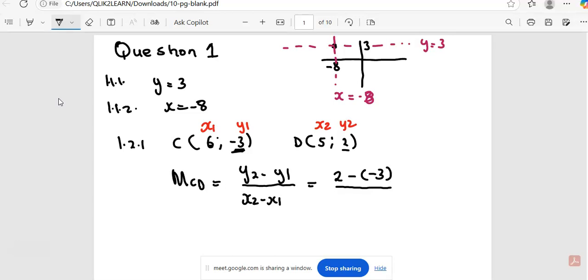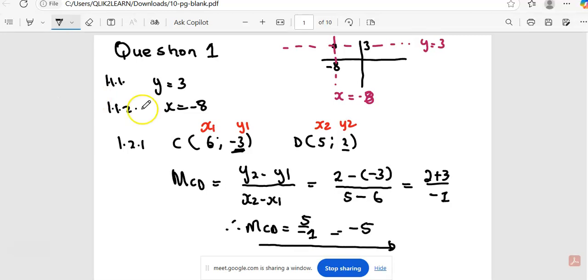So now I have X2, which is 5, minus X1, which is 6. I know that on top I'll have 2 plus 3 because the negatives cancel each other. Now 2 plus 3 will give us what? 2 plus 3 over 5 minus 6, which is negative 1. So I can conclude that the gradient of CD is equal to 5 over negative 1, which is the same as negative 5. So that is the gradient of CD.